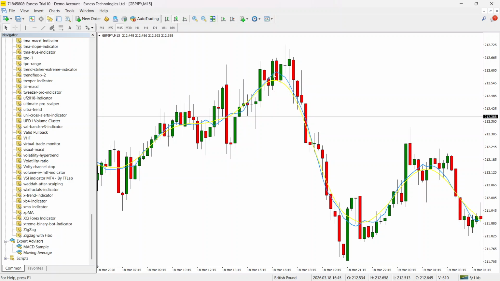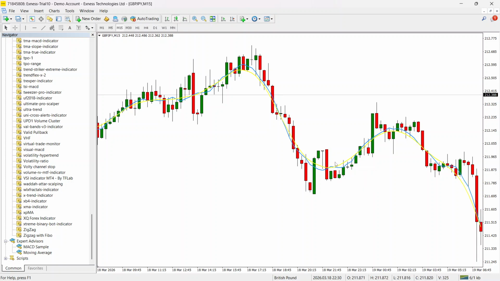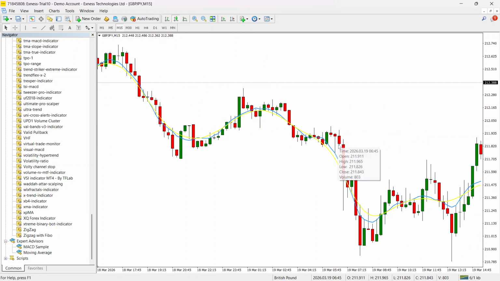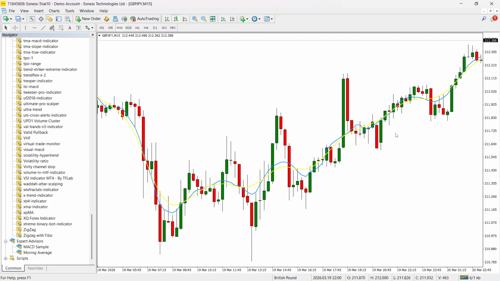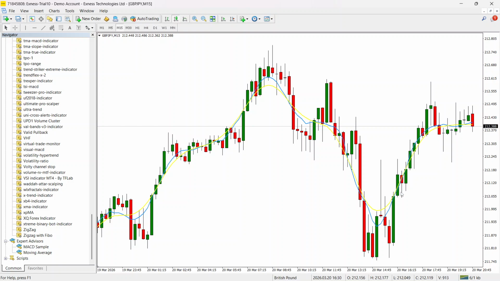Now, as you can see on the chart, it delays or lags, in more proper Forex terms, as the trend has already begun or ended by the time the crossover happens. And we see that multiple times in the chart.